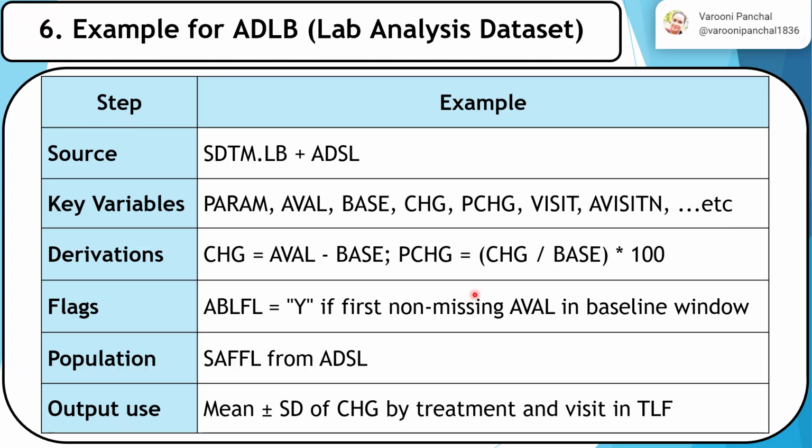Then the other is the derivations, for example the change from baseline, which is AVAL minus baseline, then percentage change from baseline, which is change divided by baseline times 100. Now the flags: ABLFL is equal to Y if the first non-missing AVAL is in the baseline window, and the population is safety from ADSL, and the output uses mean plus or minus standard deviation of change by treatment and visit in the TLF.